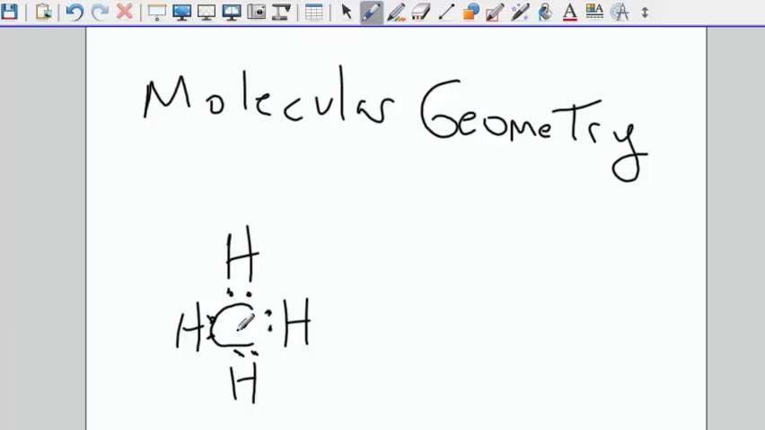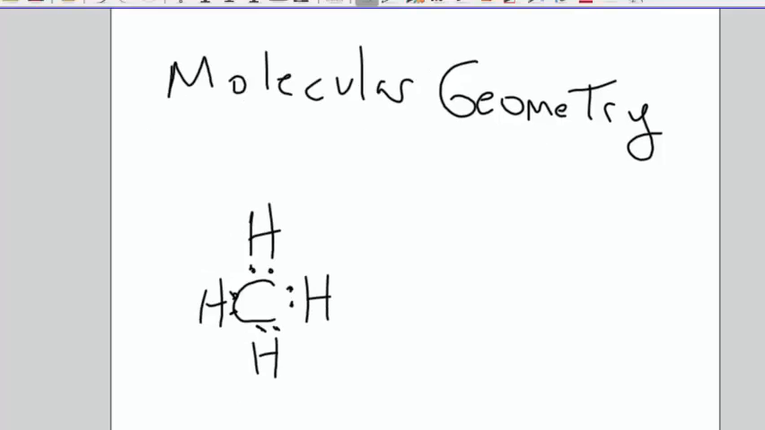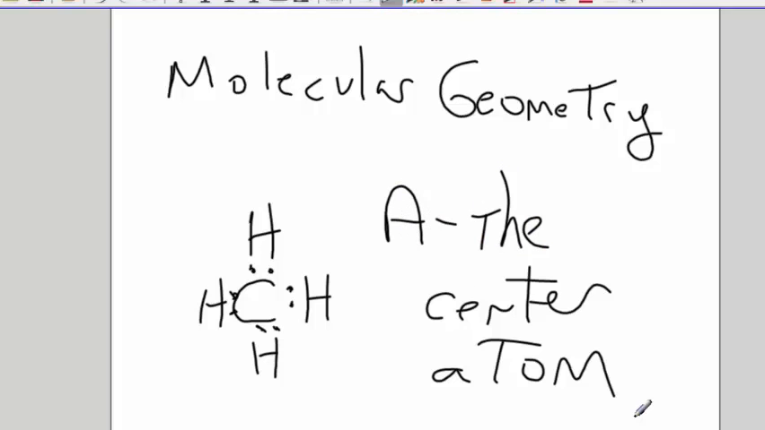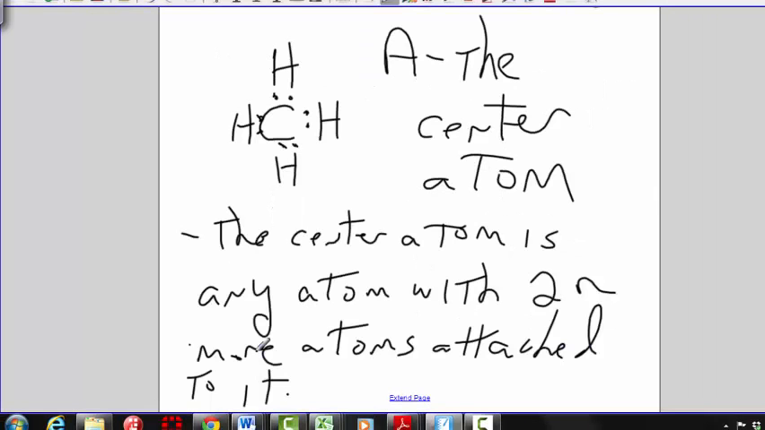Now, the shapes of molecules follow a pattern. In order to determine a shape, we need to determine the pattern. In this pattern, we're going to call A the center atom. Okay? A, the center atom. Now, a molecule could have more than one center atom. A center atom is any atom with two or more atoms attached to it.